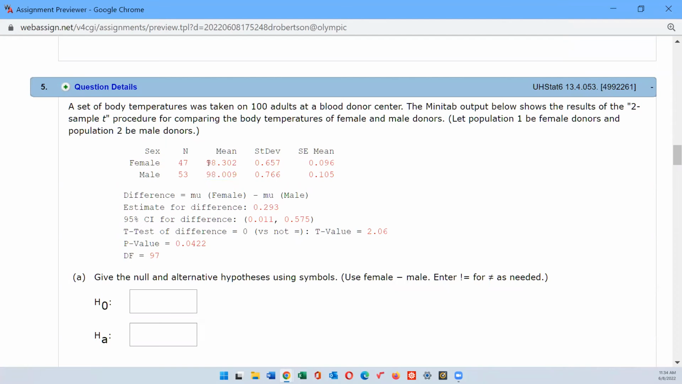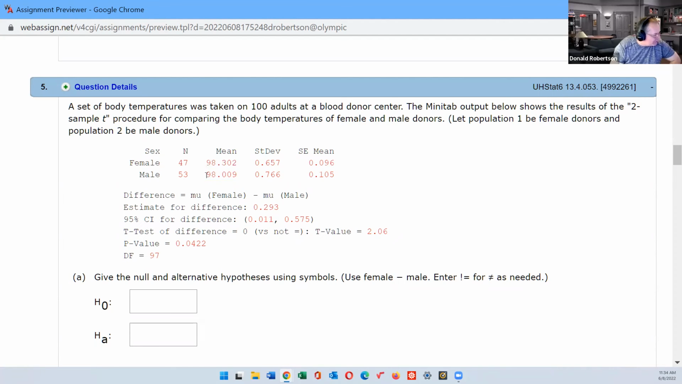Okay, let's just assume then that there is some detectable difference between males and females. The difference, females take away males, is 0.293. So if you took this guy and subtracted the one here, that's the answer. They've got a confidence interval for what the difference between the two would be. Do you notice that the confidence interval only has positive numbers in it? Isn't that evidence that women have warmer bodies than men?